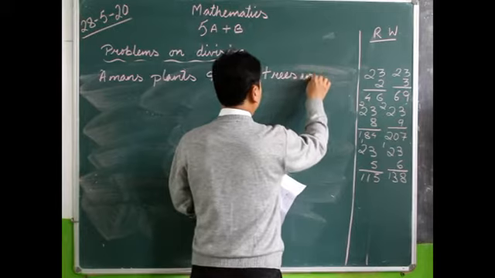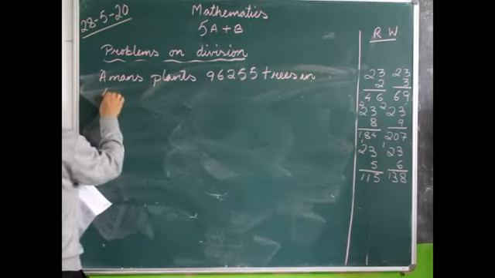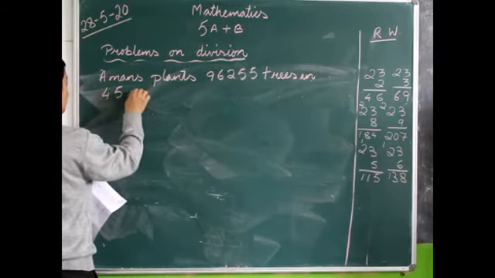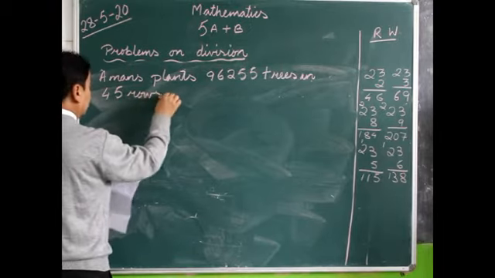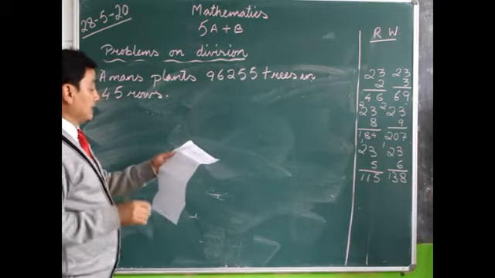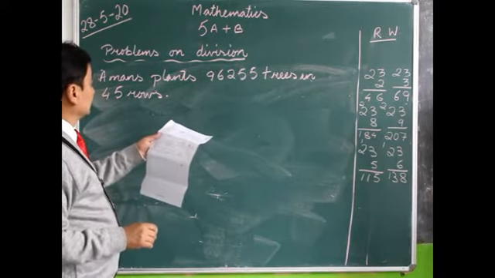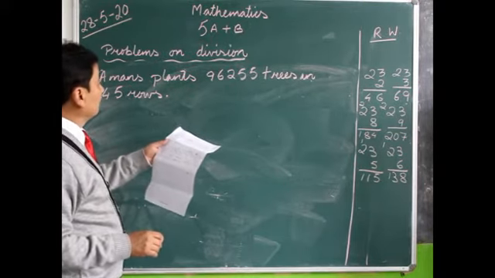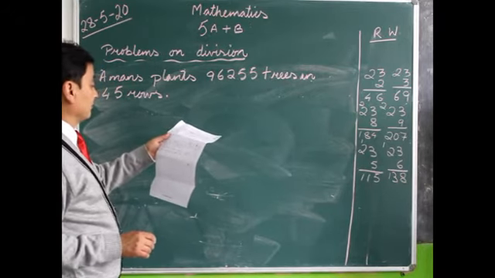In 45 rows. Okay, I'm not going to write the full question, it will take time. A man plants 96,255 trees in 45 rows.